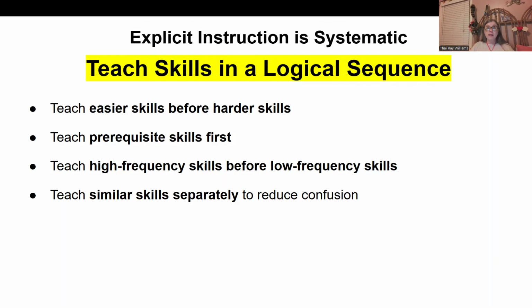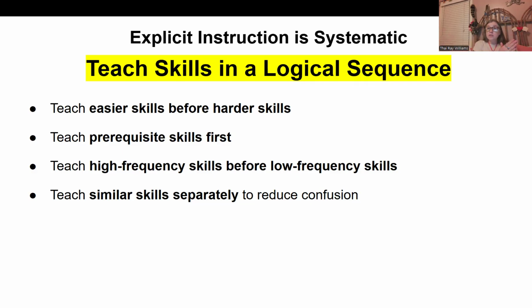All right, so explicit instruction is systematic because it teaches skills in a logical order. Here's what we need to think about. We want to teach easy skills before we teach hard skills. That makes sense, right? We want to teach those easy ones because they're easier for us to teach and for students to learn, but we also want to provide students with that success before we move on to harder skills.